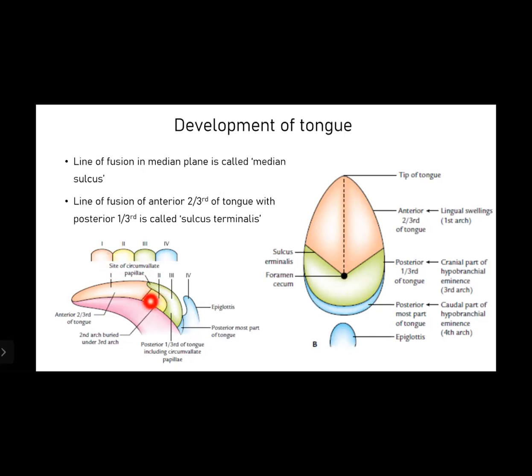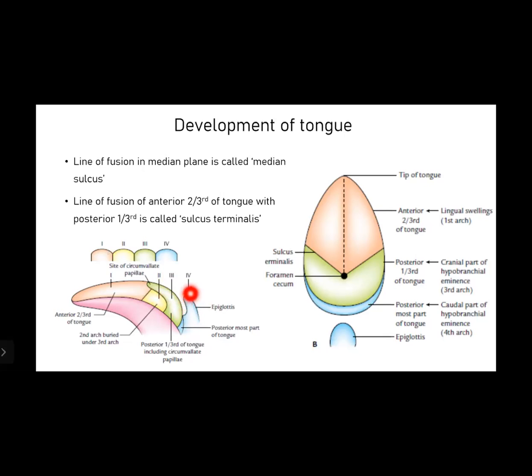But if you look at the second pharyngeal arch, it gets buried, or the third pharyngeal arch actually overgrows the second pharyngeal arch, which is why this area is supplied by the chorda tympani branch. So you have the fungiform papillae, which are innervated by the chorda tympani branch, which is responsible for conducting taste sensations. And this area, of course, is supplied by the ninth cranial nerve, the glossopharyngeal nerve.